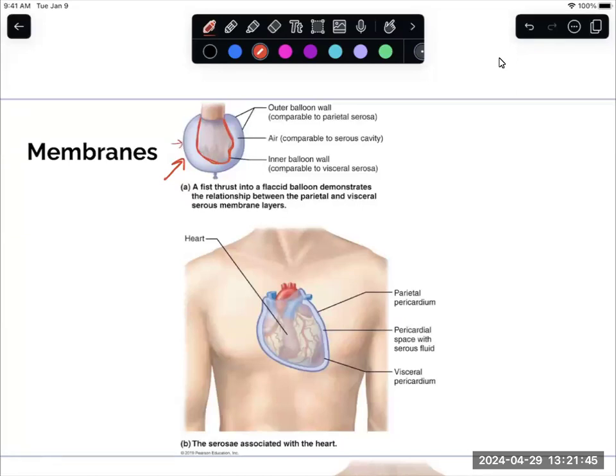Here's that pericardial membrane. So you see that parietal layer that's facing away from the heart. You have that visceral pericardium. This is the one that lays directly on top of the heart. And then we have this pericardial space with this serous fluid that is found between these two layers here.